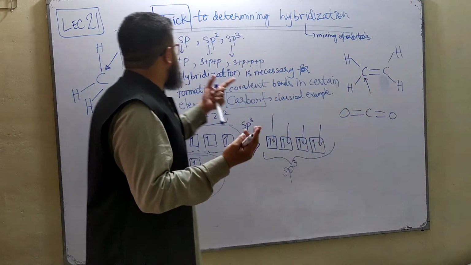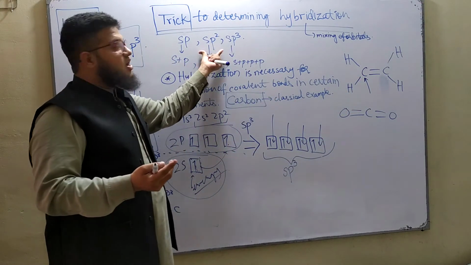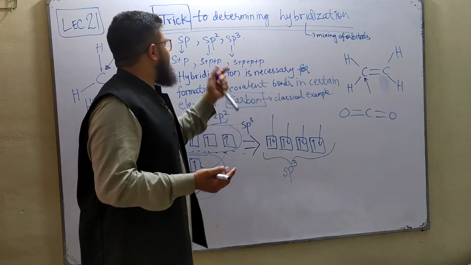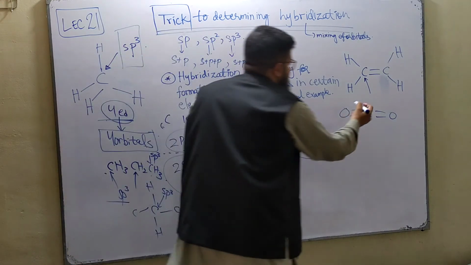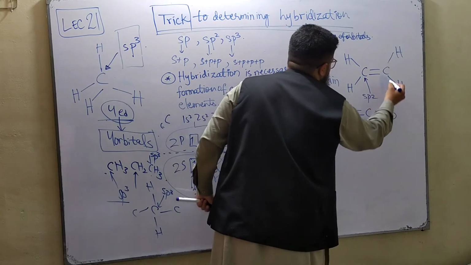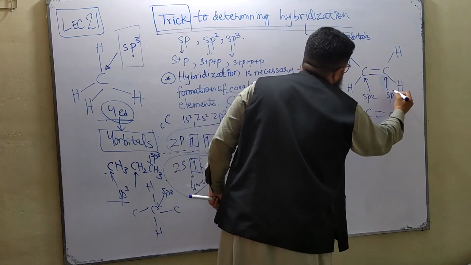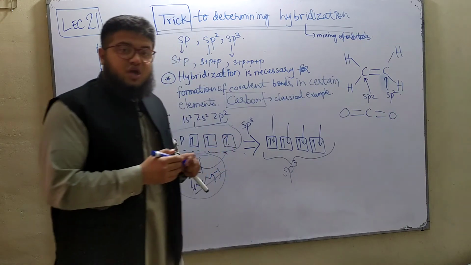3 electron densities mean that 3 orbitals will be used to form the hybridization of that carbon. sp2 contains 3 orbitals, meaning 1 s and 2 p orbitals. So sp2 is the hybridization. Again, the same applies over here. sp2 is the hybridization.